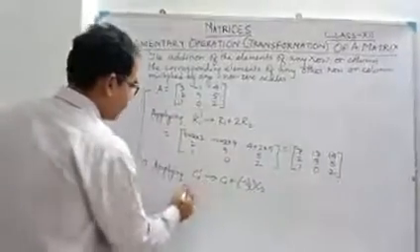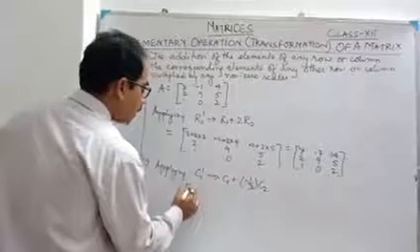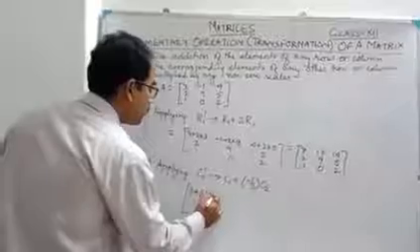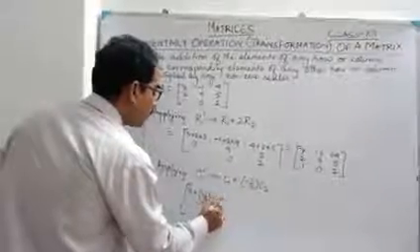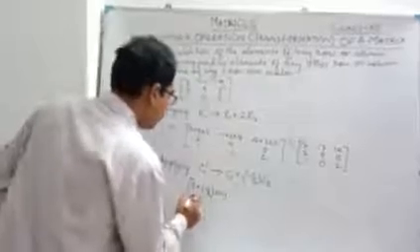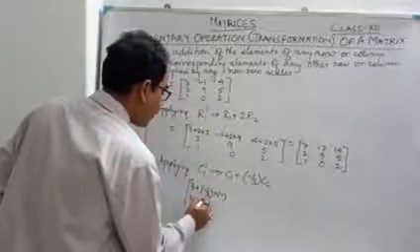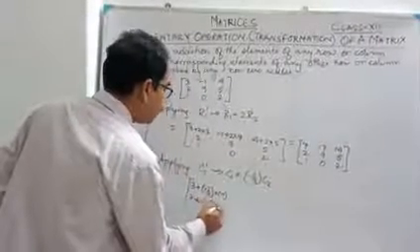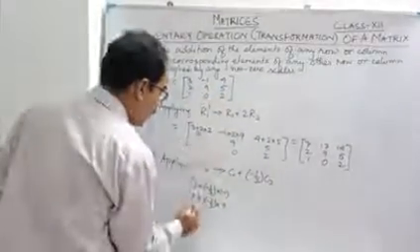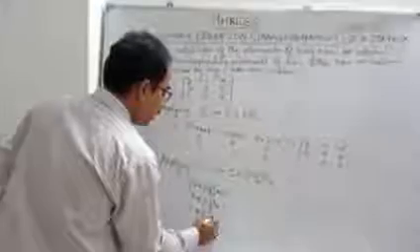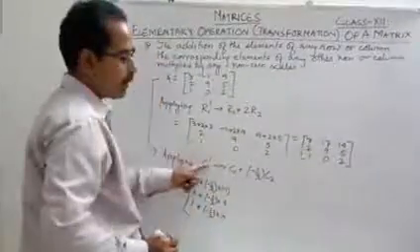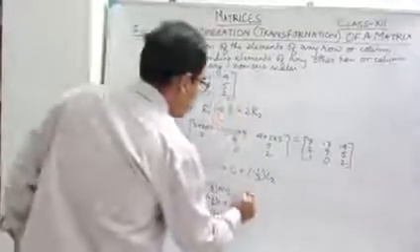So C1 prime will be 3 plus minus 1 by 3 into C2, that means into minus 1, because minus 1 is in C2. Next, 2 plus minus 1 by 3 into 9. Why 9? Because 9 is in C2. Next, 1 plus minus 1 by 3 into 0. This will be the new C1 prime, and C2 and C3 will have no changes.